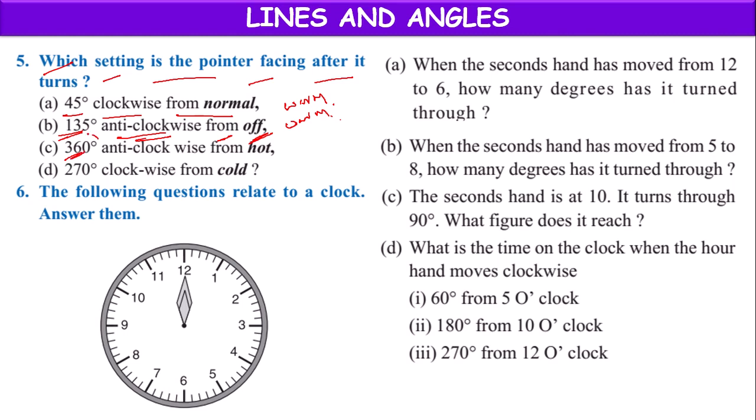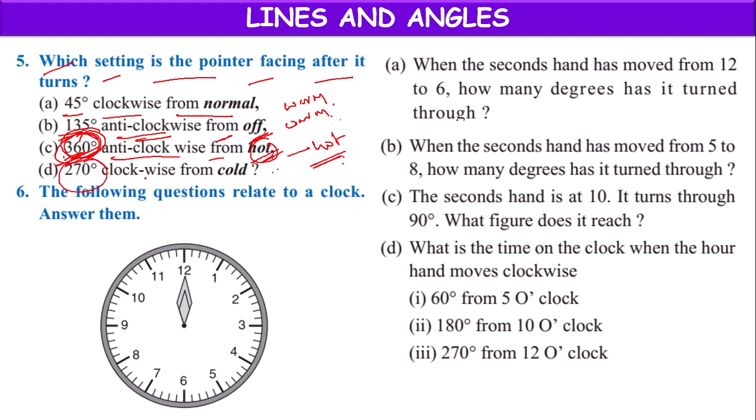Next, 360 degrees anti-clockwise from hot. No need to go through any diagram, no need to go through the clock. Simply we can tell 360 degrees means it will make one complete rotation. After making one complete rotation, it has started from hot marking, it will be at the same position. It will be at hot.